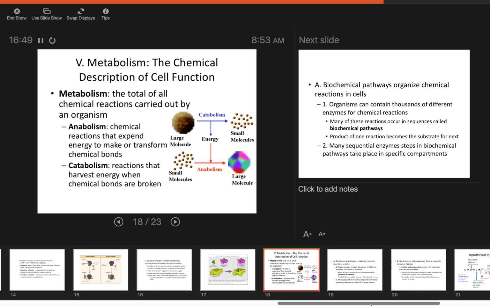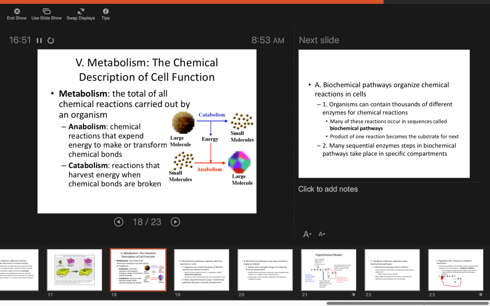Okay, I think this is the last section, and it's titled Metabolism. Basically, metabolism is any chemical reaction that's carried out by an organism, but there are actually two types of metabolism. You can have anabolism or catabolism. With anabolism, you tend to make large molecules. You're forming bonds, but you need energy to do that, so it will expend or use energy to make or transform bonds.